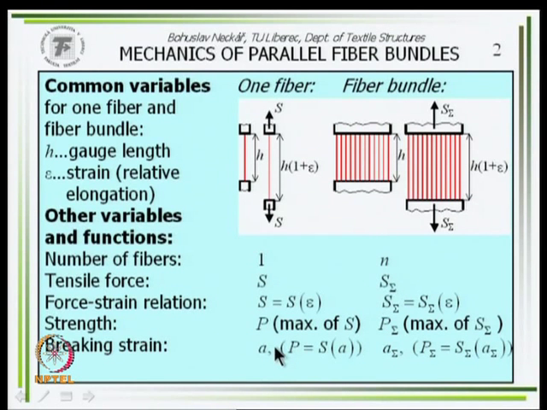The next term is strength. What is it? Strength is the maximum value of force S, isn't it? And finally, we will speak about the breaking strain. The breaking strain, called A, is a special value of epsilon, of strain of fiber, at the point in which the force is equal to strength P. Yes? So that P is the function S at the point A. This is the case with one fiber.